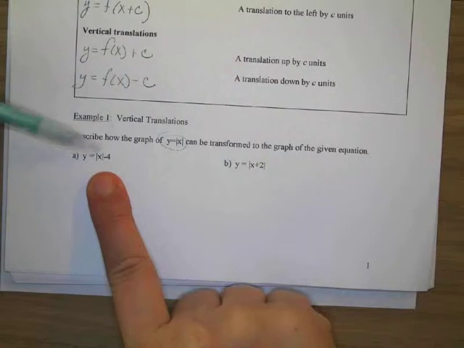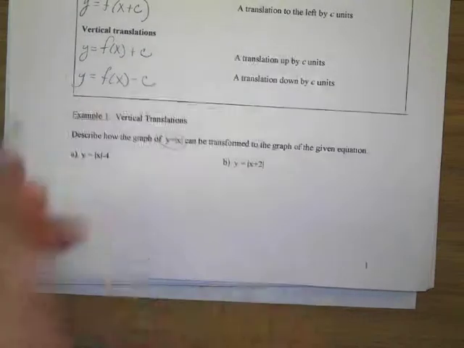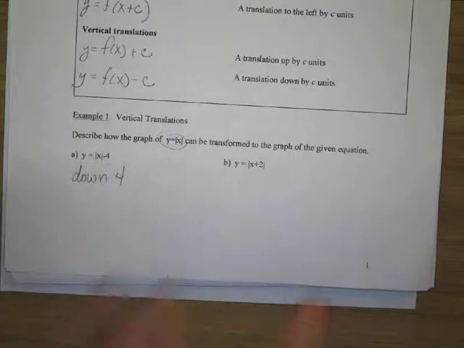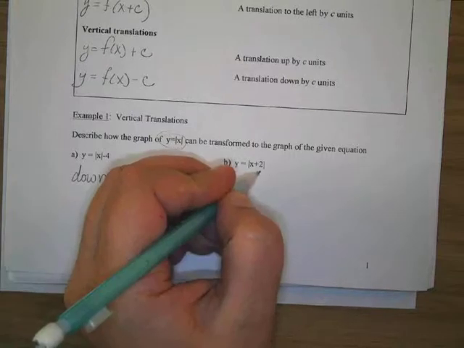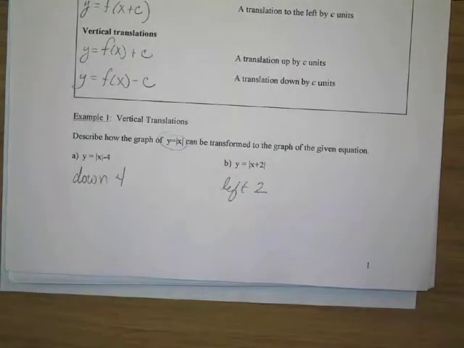So first of all, is it done inside or outside? Outside. So is it vertical? And it's -4. So that tells me we're going down 4. Now the next one, is it done outside or inside? Inside. So it is a horizontal. And the horizontals are always the opposite. So we're going to go to the left 2. Are we okay with those kinds? Okay.